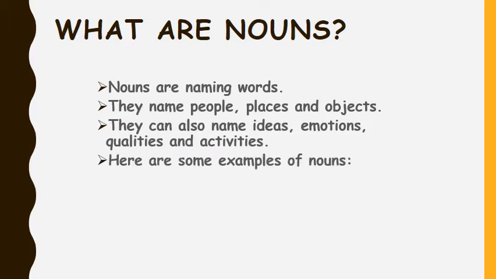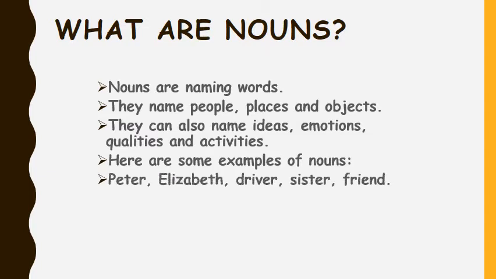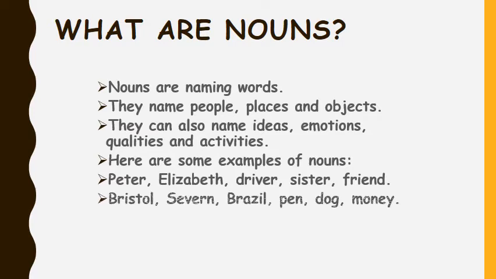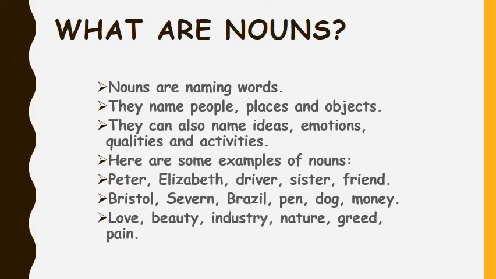Here are some examples of nouns. Peter, Elizabeth, driver, sister, friend. All of these name people. Bristol, Severn, Brazil, pen, dog, money. Brazil names a country, a place; pen, a thing or an object; dog, an animal. Love, beauty, industry, nature, greed, or pain. They are emotions, activities, ideas, and qualities.